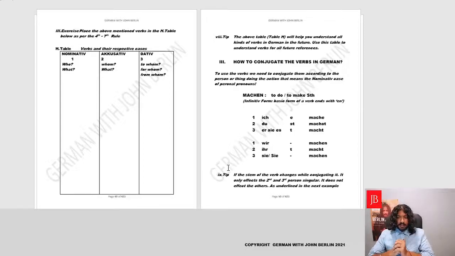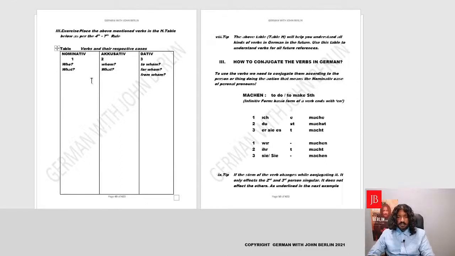Previously we just saw how to identify the verbs with the help of cases. I have a table in front of us. What we need to do is put the respective verbs under the respective cases. I'll do a few for you, and you could refer to the answer book and find out all of them. You'll get the idea as soon as I show you a few what this exercise is all about.